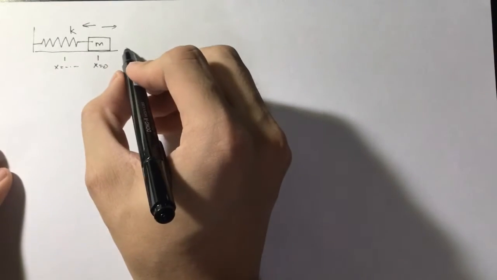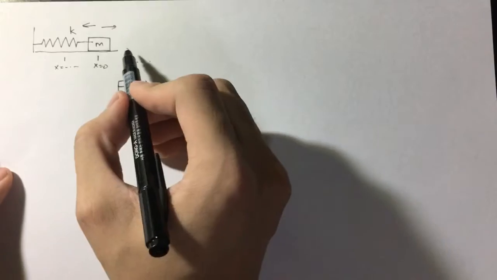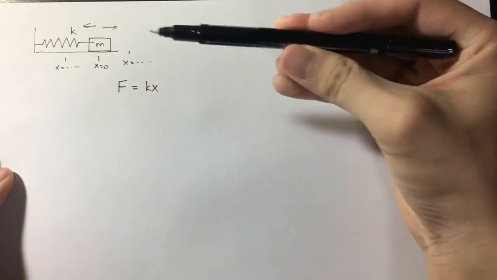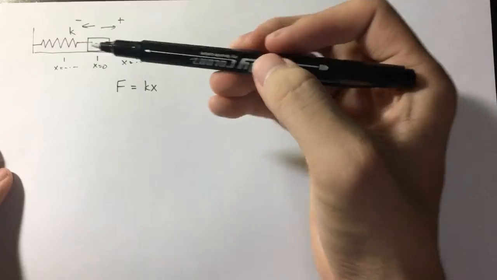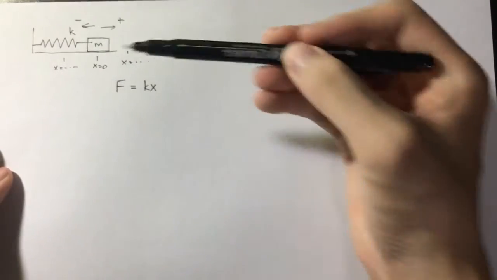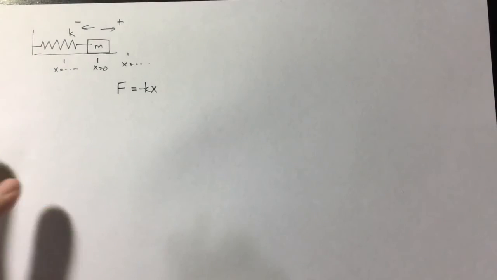But if the mass is at a positive displacement, then the force will be pushing it in the negative direction. If we call this the positive direction, this is the negative direction. If the mass is at a positive position, its force from the spring will be in the negative direction, and so we need a negative sign there.